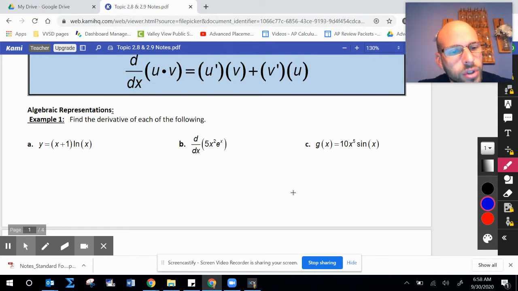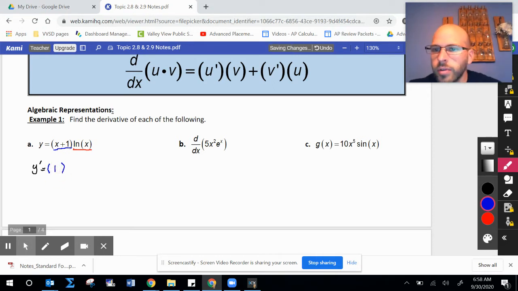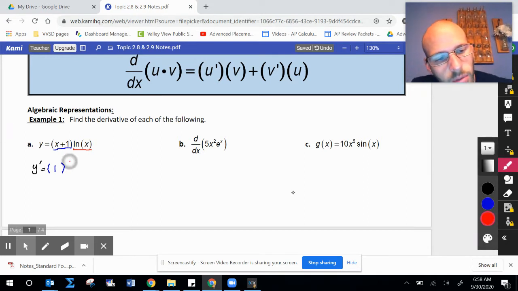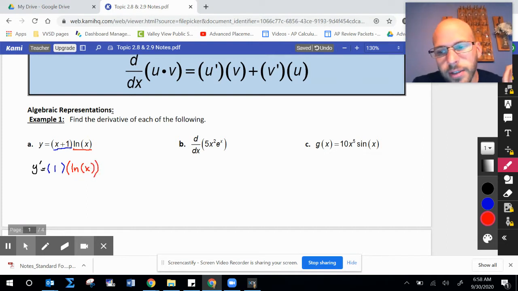I have two functions: x plus 1, and the natural log of x. If I want the derivative, we'll call it y prime. I'm going to start by taking the derivative of the first piece of my product. The derivative of x plus 1 is just 1: the derivative of x is 1, and the derivative of the 1 is 0. So I just get 1. Then I multiply by the second piece of my product. Now we're going to add.